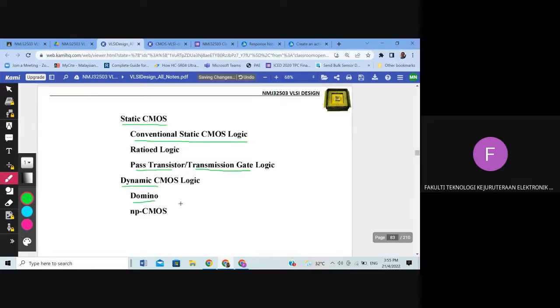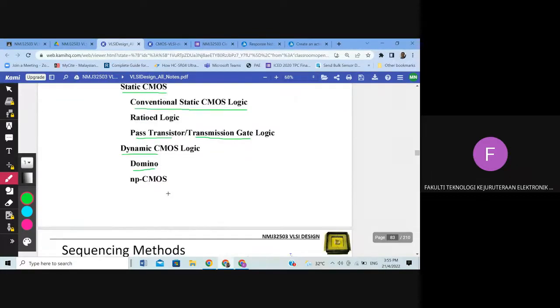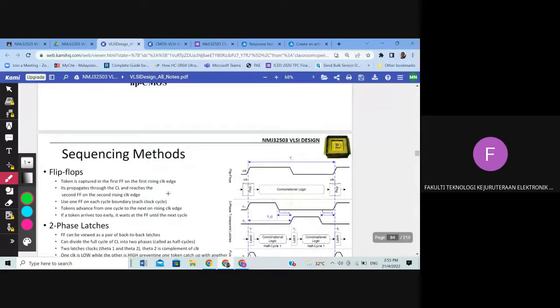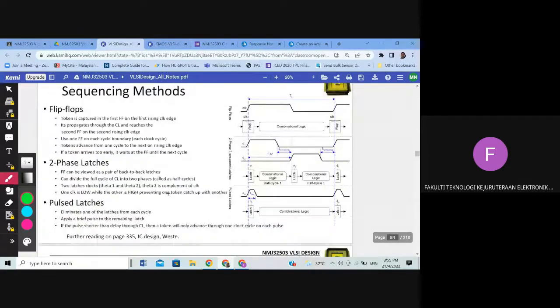So in summary, dynamic CMOS logic is logic that uses a clock, and static CMOS logic does not use a clock, for example AND gate, NAND gate, and so on.